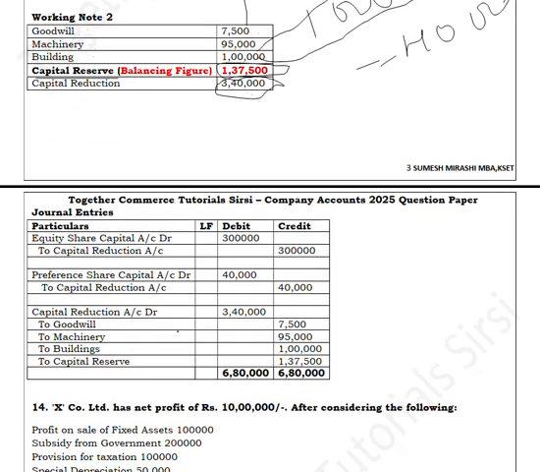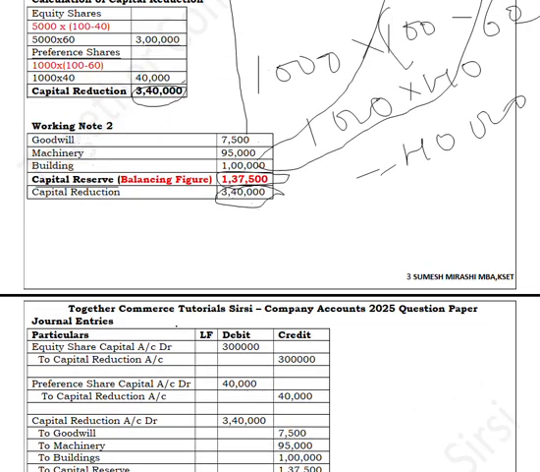So after this we should go for journal entries. Journal entries are very simple. So the first entry is equity share account. Equity share account debit to capital reduction, that is 3 lakh. So from equity you are giving it to capital reduction, 3 lakh. Then similarly from preference to capital reduction, that is preference share capital account debit to capital reduction 40,000.